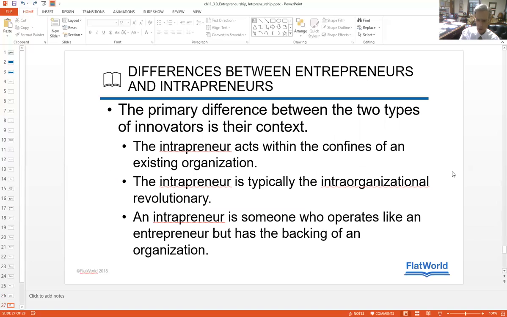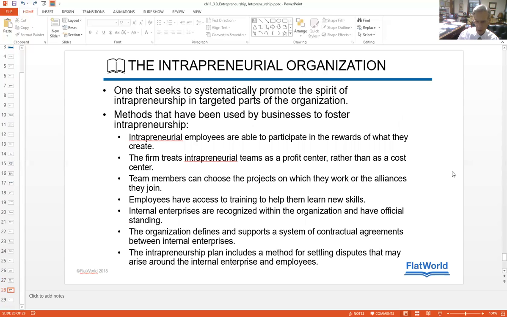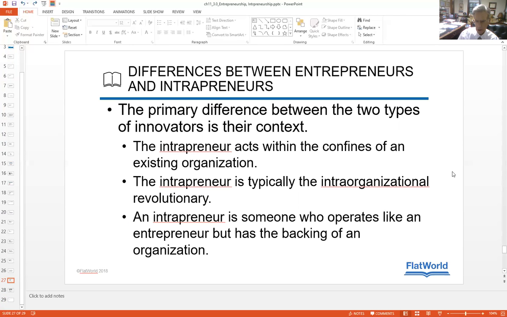Okay, so let's see. We're going to talk about some differences between intrapreneurs and entrepreneurs. The intrapreneur may be an inter-organizational revolutionary, but as I just stated, that's partly myth. The intrapreneur also needs to be a facilitator of creativity and somebody who acts like an entrepreneur, but just within one organization. Again, I think that the authors really missed a few things here.